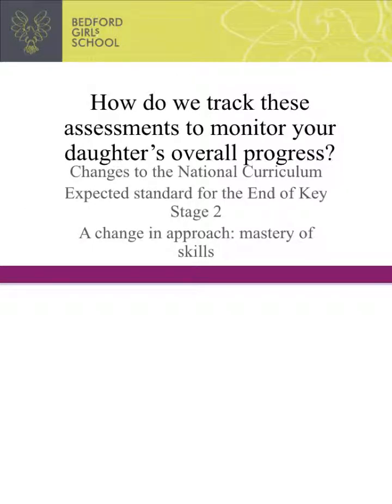So we've assessed your daughter in her learning through ongoing formative assessment, and some summative assessment towards the end of the term. But how do we keep a track of this? And how do we ensure she's making good progress across the year and across all the years that she's in the junior school? Now, this is where some changes have been taking place.